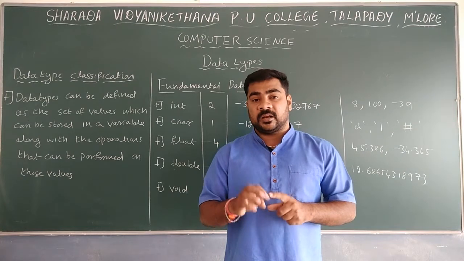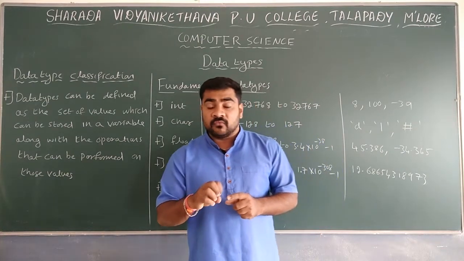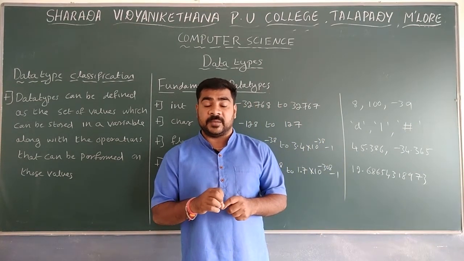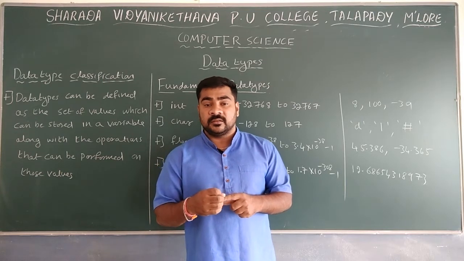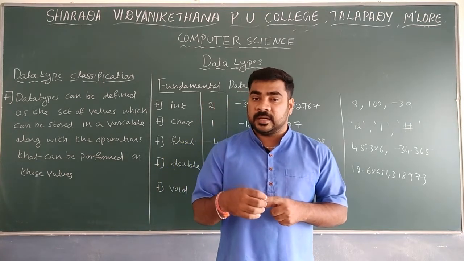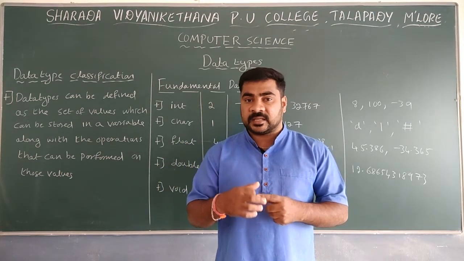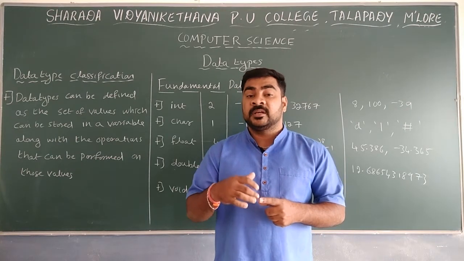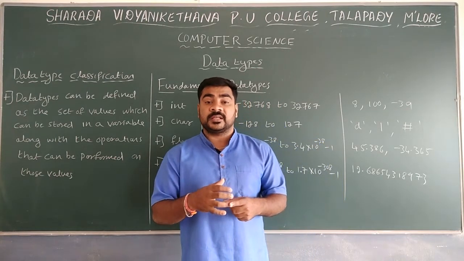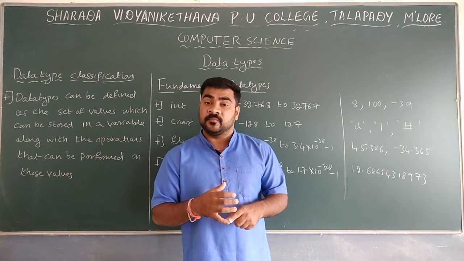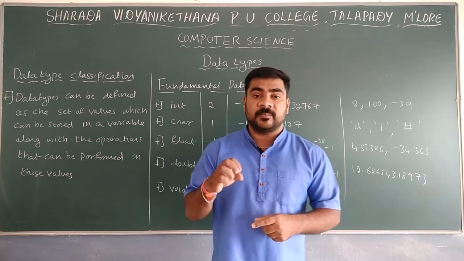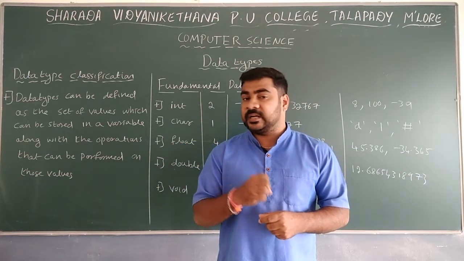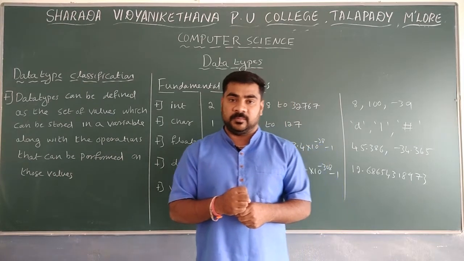Fundamental data types are mainly of 5 types. The first one is the integer data type. The second one is character or char data type. The third one is float, next double, and the last one is void. So these are the 5 types of fundamental data types available.